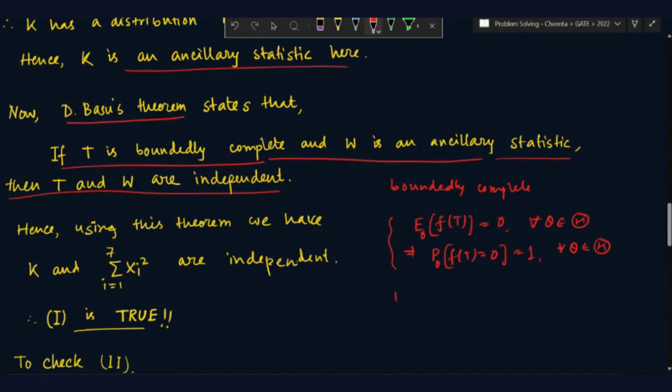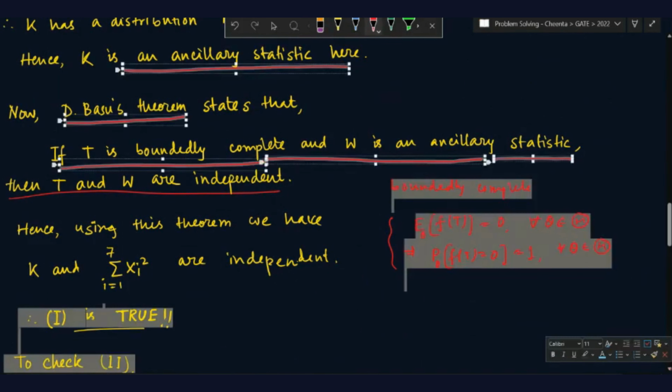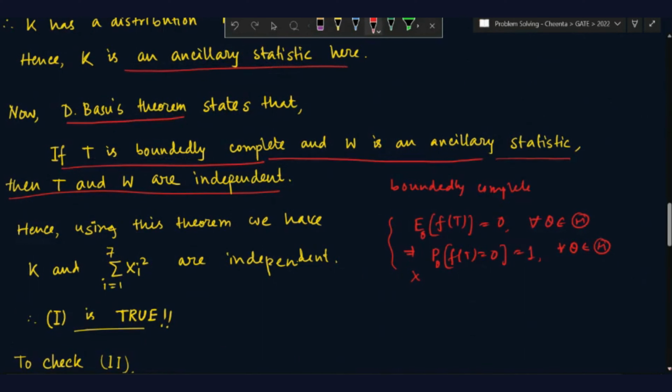It means if f is an unbounded function, t may not be complete. That is, this condition may not hold. But if f is bounded, t will always be complete. If this condition holds, then we say that t is boundedly complete. So if a statistic is complete, then there exists a function f such that this condition holds. So if a statistic is complete, then we can say it is boundedly complete also.